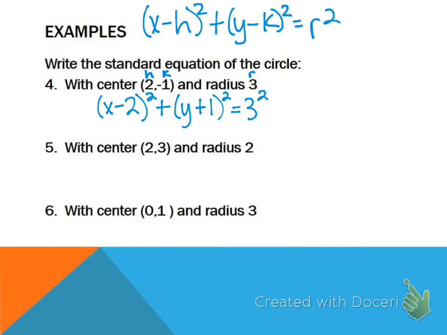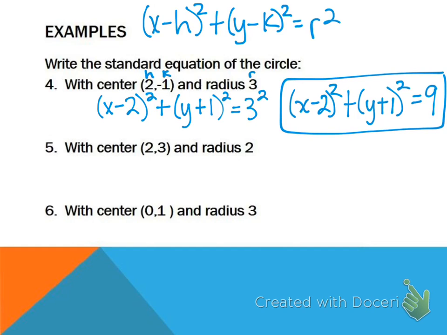Now, what I think is the nice part about this is there's nothing for us to simplify with the x minus 2 squared or the y plus 1 squared. All of that's going to stay exactly the same. The only thing we need to simplify is the radius squared. What is that? 9. So x minus 2 squared plus y plus 1 squared equals 9. And that is my answer on number 4. That's it. Plug stuff in and simplify.